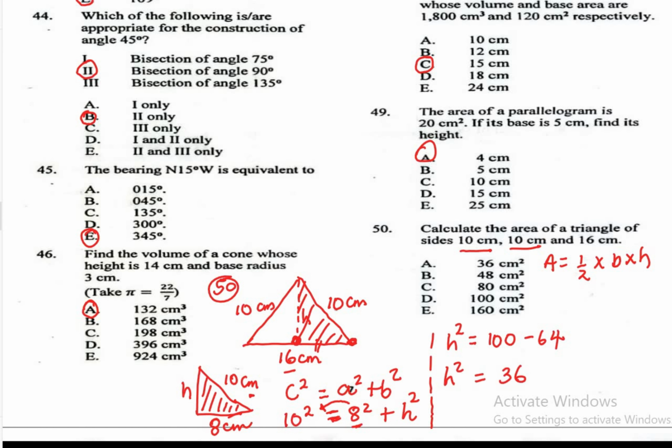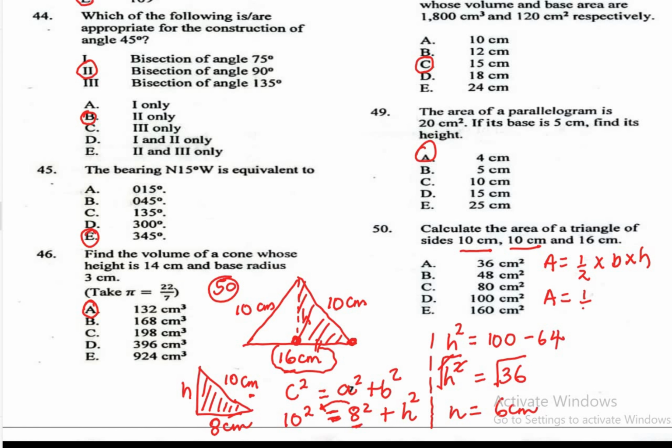To get the value of h, take the square root of both sides so that this square breaks the square root. The height is 6 centimeters. I have the height now. In the question, the base is 16. With this, I can find the area.